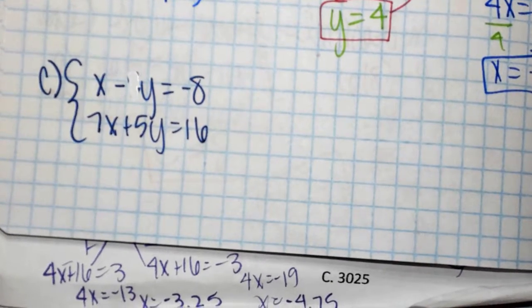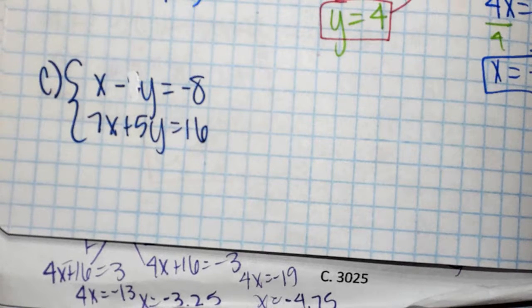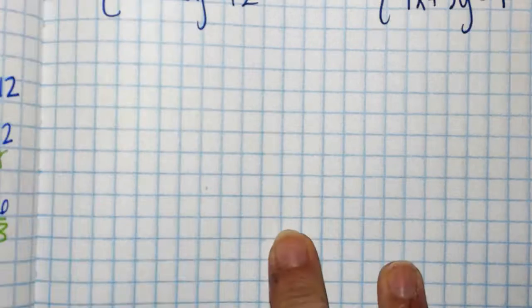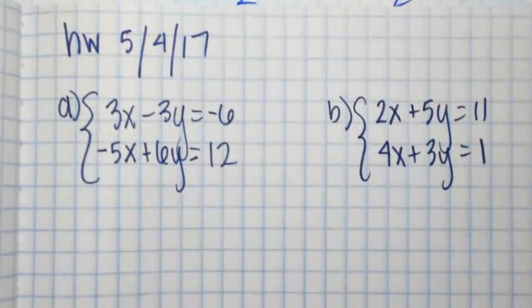So this is your problem. X minus y equals negative 8, and 7x plus 5y equals 16. Homework, homework, homework.